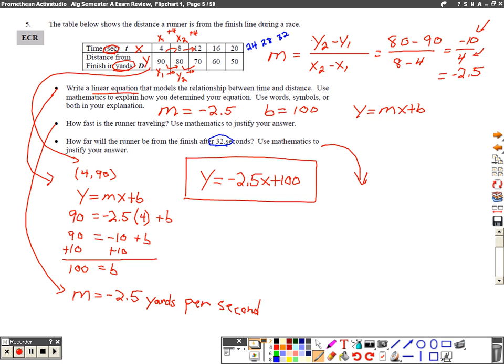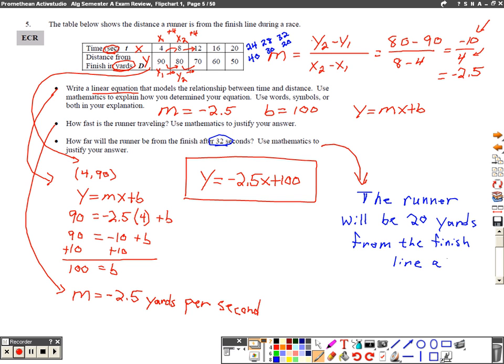So I should just be able to extend my y's as well. 90, 80, 70, 60, 50. That'll mean this is 40, and 30, and 20. So my answer is 20. The runner will be 20 yards from the finish line after 32 seconds.